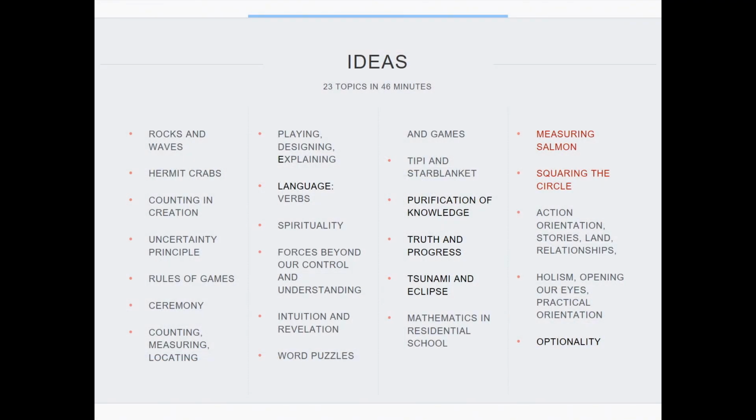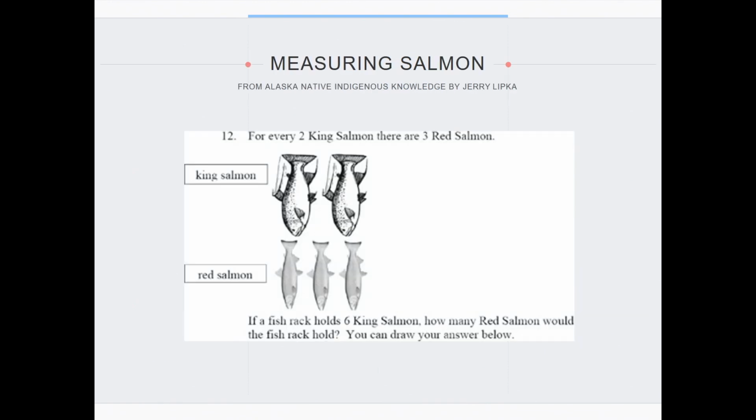So we're really running out of time. I've got 1 minute left, and I want to talk about a couple of things here. Measuring salmon. This is a question in an article on Alaska Native Indigenous Knowledge by Jerry Lipka and others, using this as a question in the ratio section of a math curriculum. I don't like this at all. I don't like this one bit.